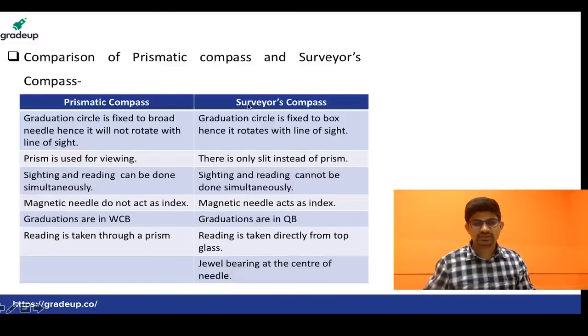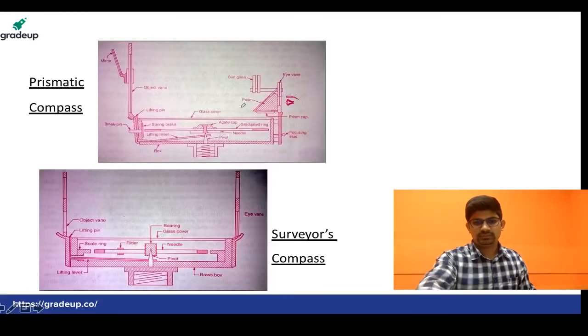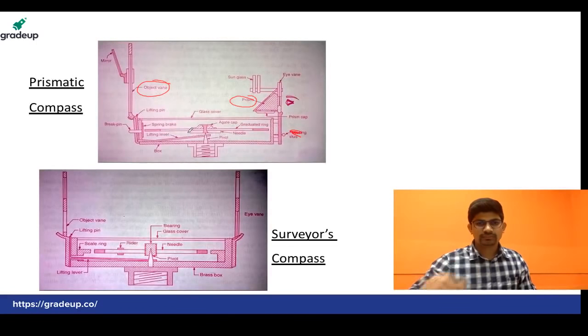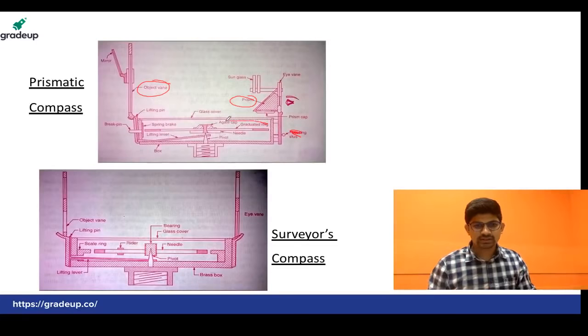Okay, so this is the prism. This is the object vane here. This is the graduated ring. It is attached to the needle and not the box. While here you can see this is the ring and it is attached to the box.